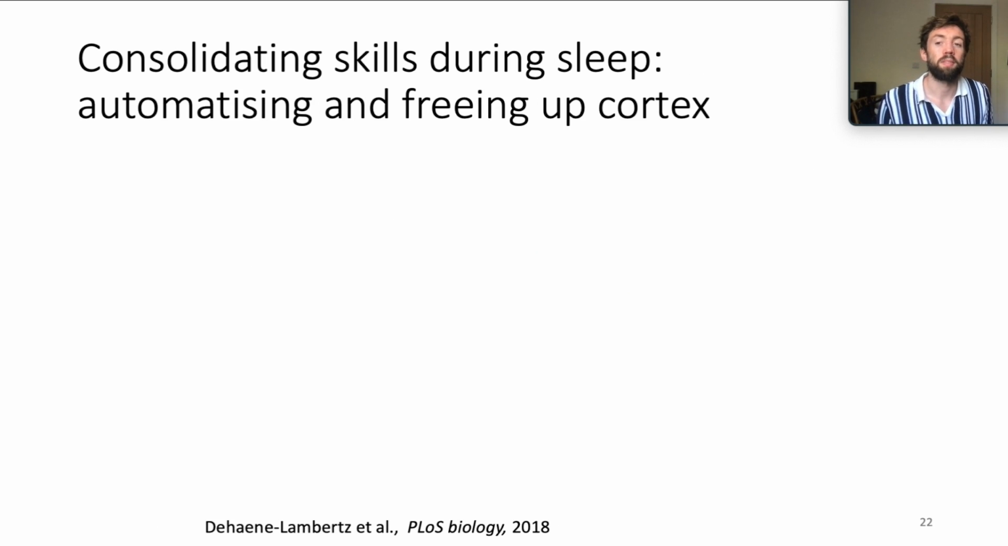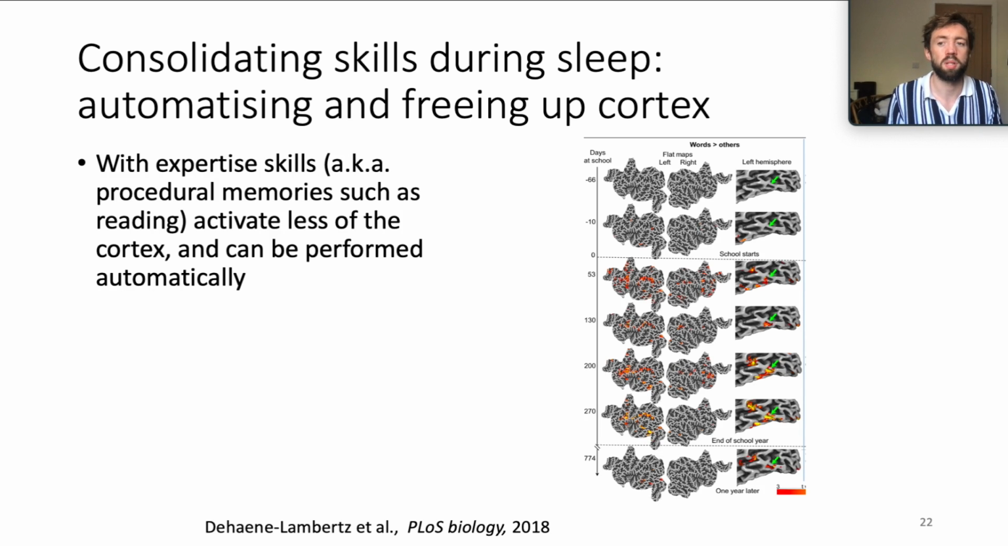But there's also a type of consolidation of skills or procedural memories that occurs during sleep, and this is related to automatizing the skills and freeing up cortical processing power. So with expertise, certain skills, such as reading, come to activate less of the cortex over time. This coincides with when they become more automatic and your expertise increases. So this is a slightly unusual map of the brain. This is a scan of the brain of a child who's starting to learn to read.